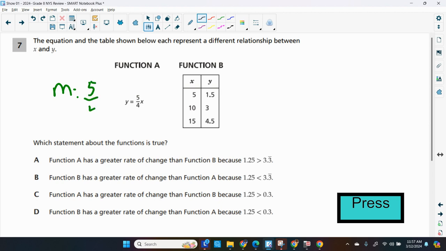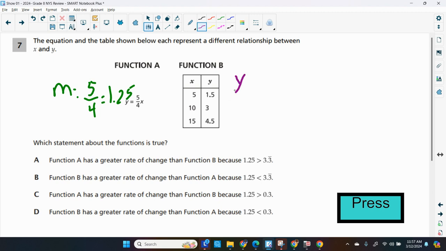I'm going to write 5/4, and I'm even going to reduce it down to 1.25. So the slope of A, or rate of change, would be 1.25. So which one of these statements is true about the function? Well, since I got a slope or rate of change for A, let me get one for B as well.